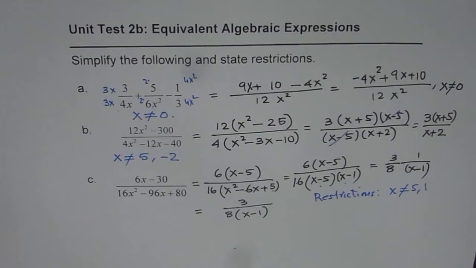I hope that helps. So we took different kinds of examples, and I hope now you are very clear about how to write restrictions for rational functions. In further questions, we'll avoid writing restrictions, but we'll just simplify them.